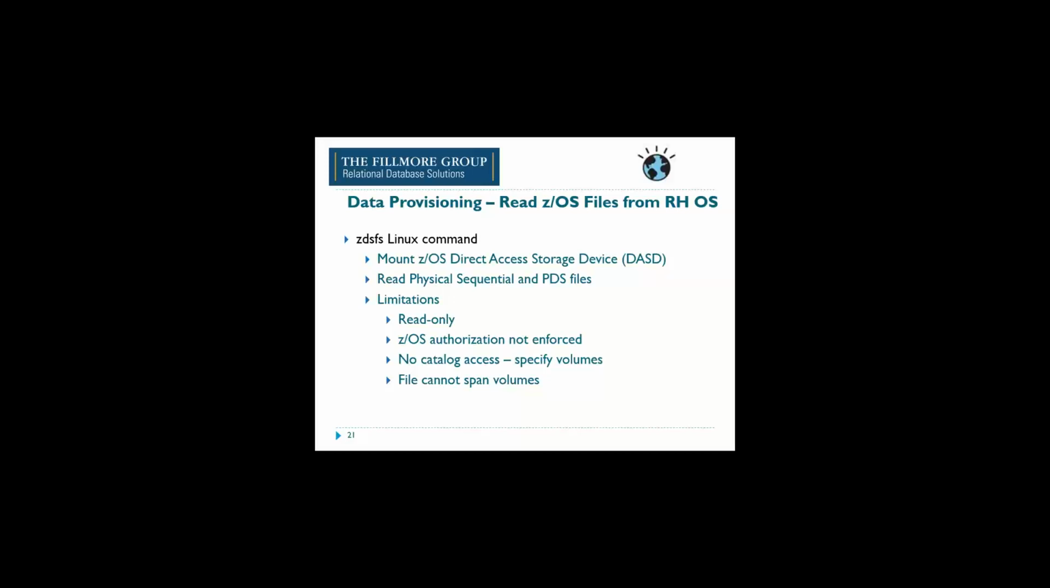So the other thing that we needed to do for what I'm calling do-it-yourself ETL is we need to get the data out of z/OS to be able to be examined by this data conditioning application and the data masking application. So we can use something called the zDSFS Linux command to mount z/OS volumes and be able to read data directly from z/OS in a Linux, either in zLinux or in Red Hat OpenShift. So it enables us to, again, read the data without having to FTP it or move it to another platform.